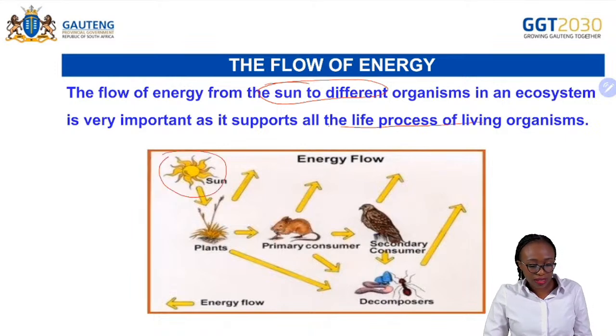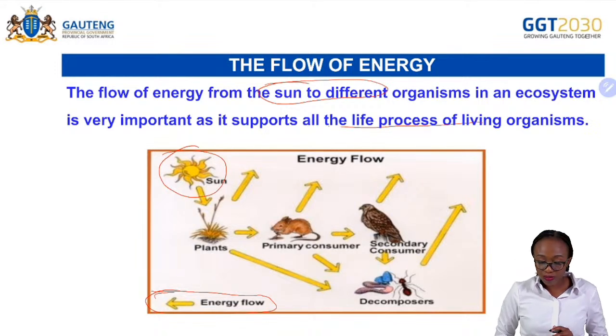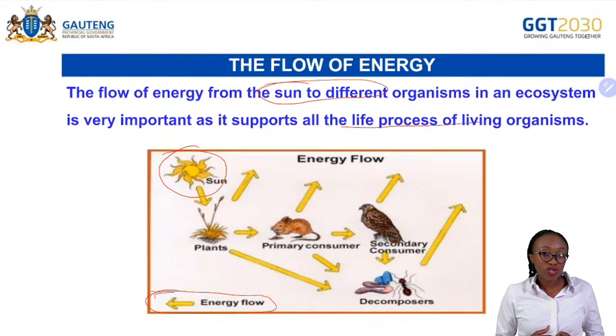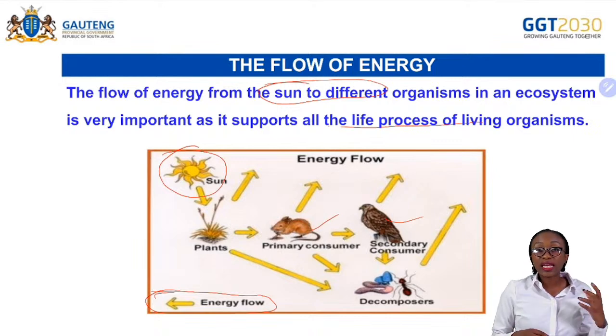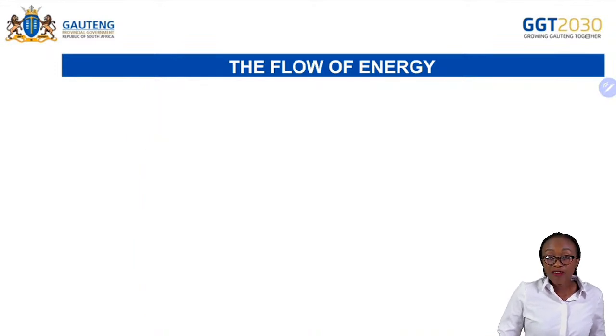Now, if we look at the sun here, there is the sun and the red. In this red box, the yellow arrows represent the flow of energy, how energy is moving from its main source. So we get all our energy from the sun. Then from the sun, the plants are able to harness that energy or capture that light energy. Then that energy further moves to your consumers, primary consumer, secondary consumer, and decomposers. So that energy is moving from one organism to another, supporting their life processes.